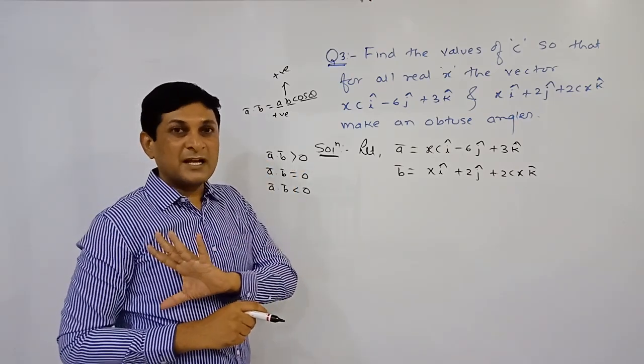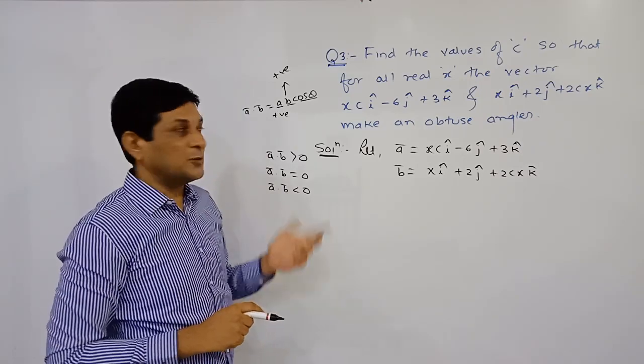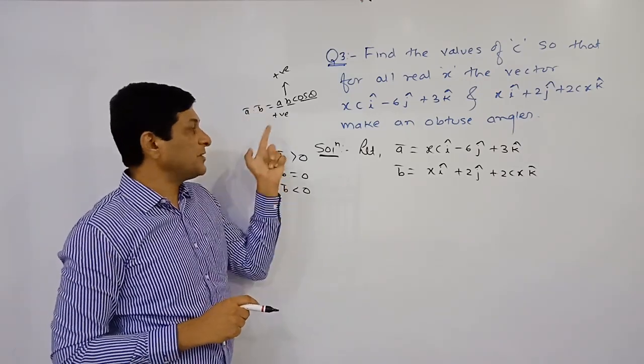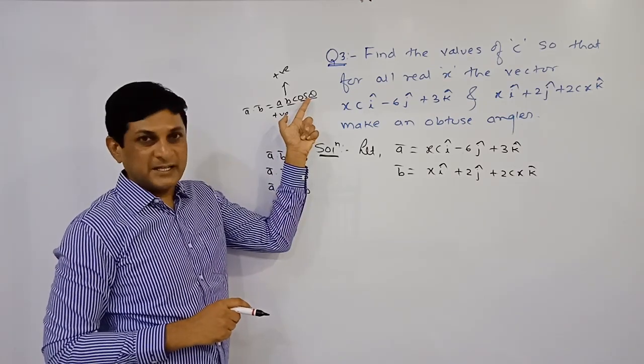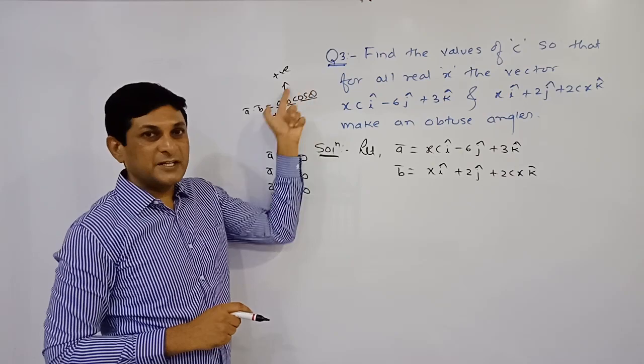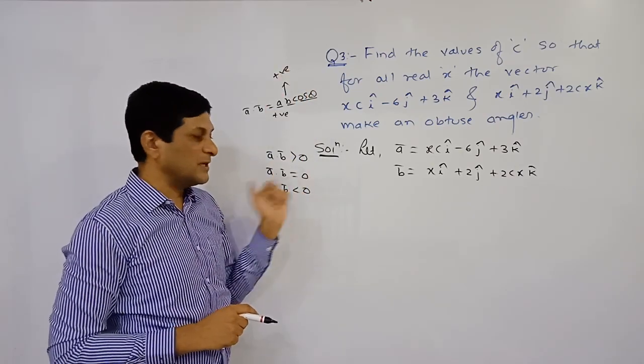If the angle between two vectors is acute, meaning the angle between a bar and b bar is acute, the dot product is positive. If the angle between a bar and b bar is 90 degrees, replace theta by 90. We know that cos 90 is 0, and 0 into any term is equal to 0.